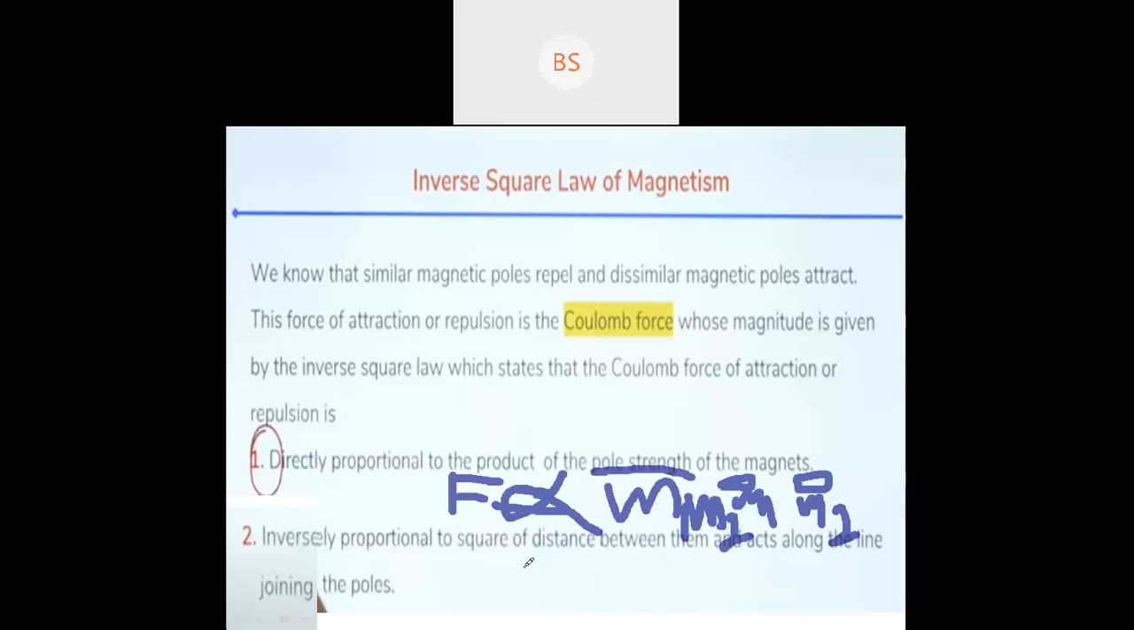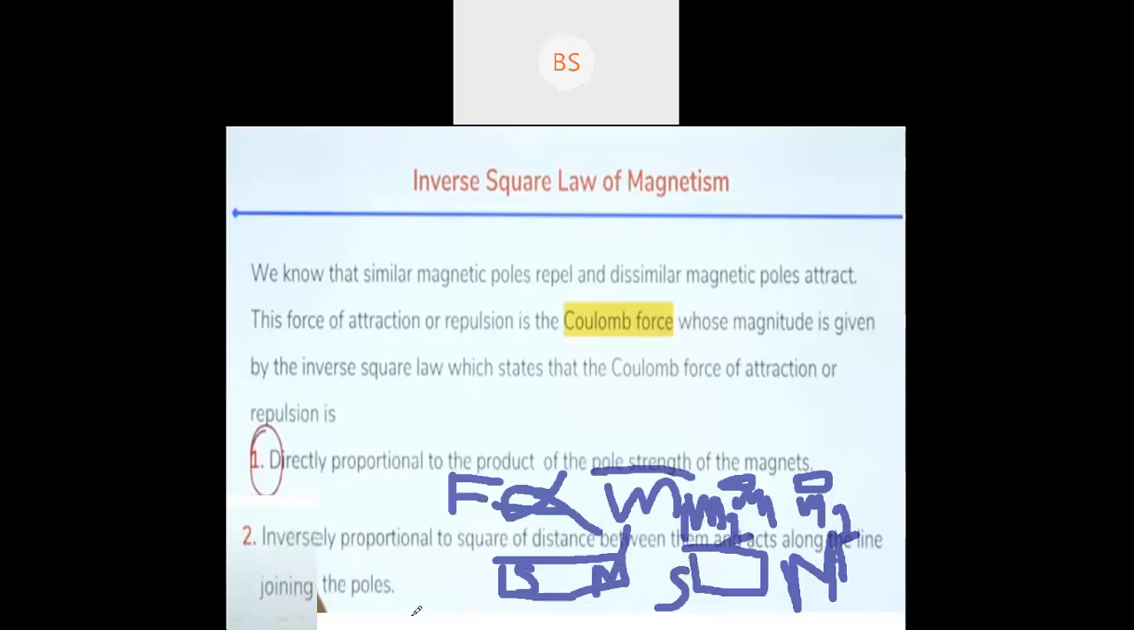Next, it is inversely proportional to the square of the distance between them and acts along the line joining the poles. For example, here one magnet is there, and here one magnet is there. This is the South Pole and this is the North Pole. Inversely proportional to the square of the distance between them, from north to south, acting along the line joining the poles.